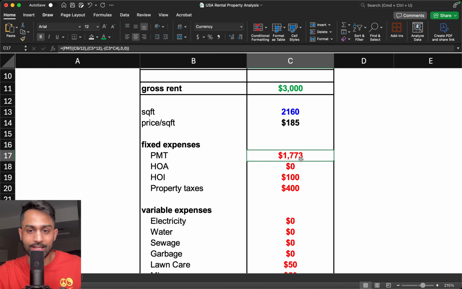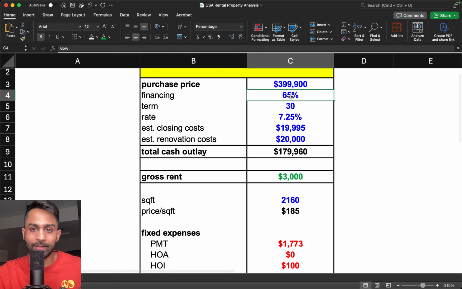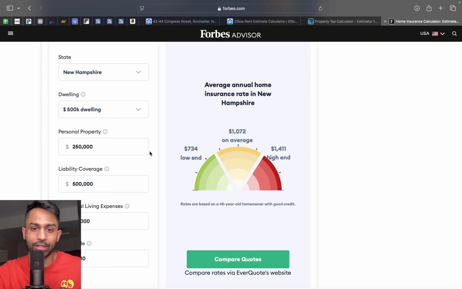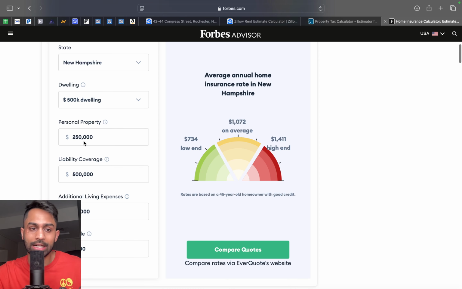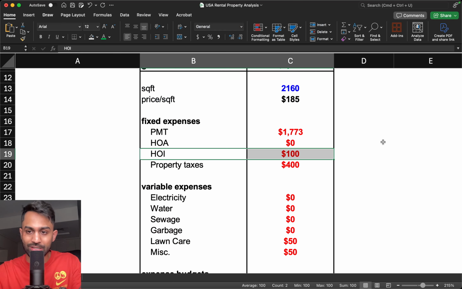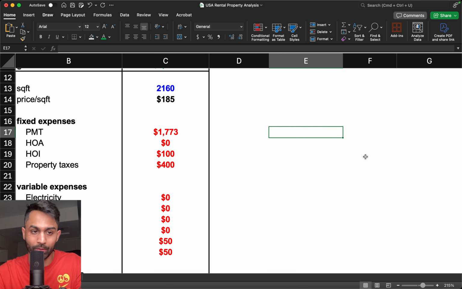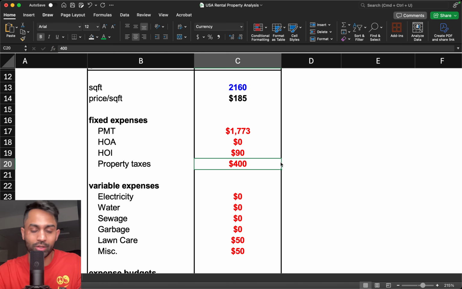Starting with the PMT, that's automatically calculated for us, $1,773. That's going to be the 65% financing for 30 years at 7.25%. That's the principal and interest. Homeowners insurance, so I can pretty much come over here. Again, you can use a lot of calculators, or you can call up insurance providers to figure out what that's going to be for you. But looking at New Hampshire, $500,000 dwelling, these are all the coverages. We're looking at on average $1,072. And if you take into account that monthly payment for premiums, it's going to be $89, a little bit under $90. So I'm going to put in $90 over here, which is on average.